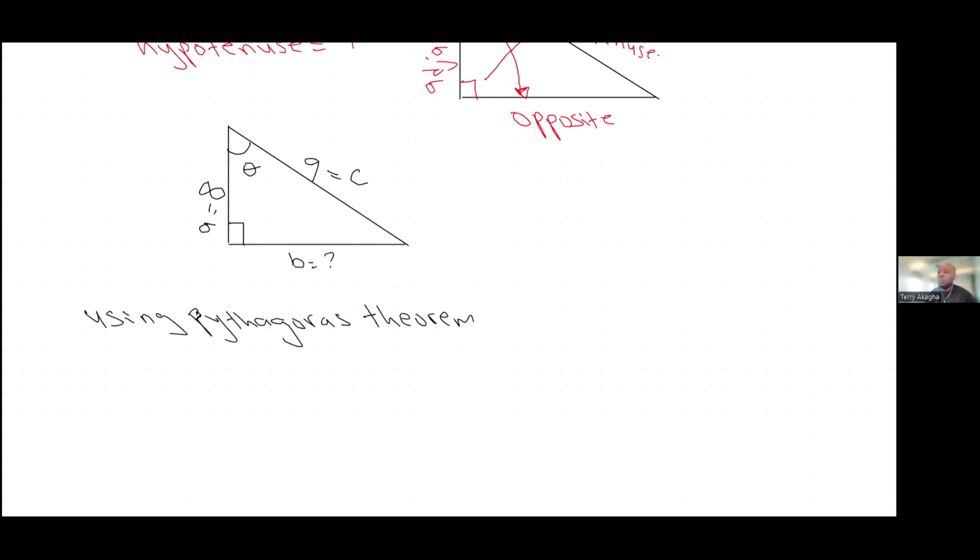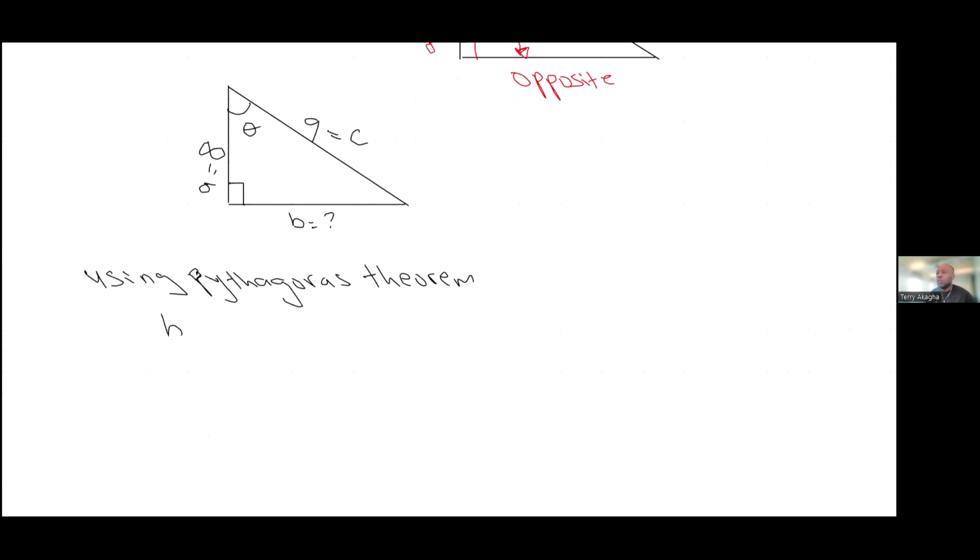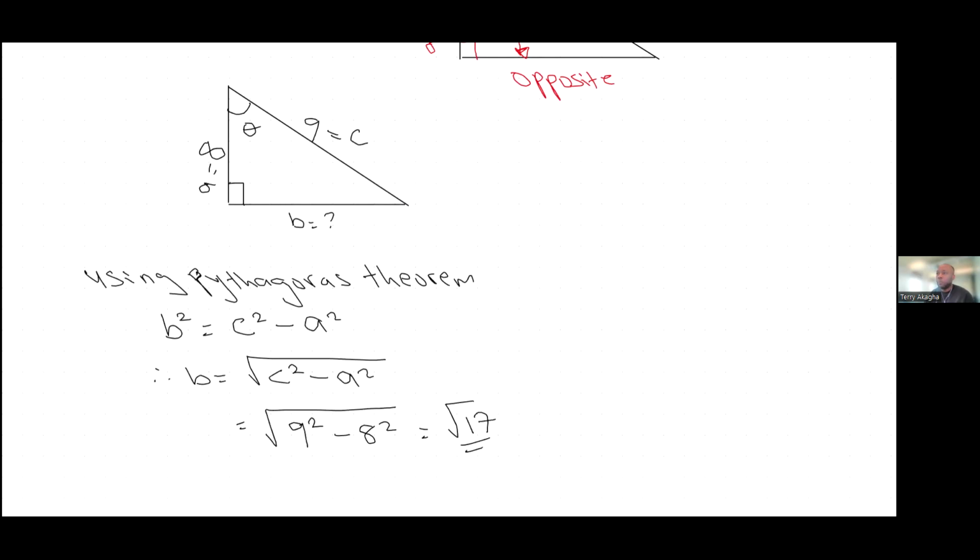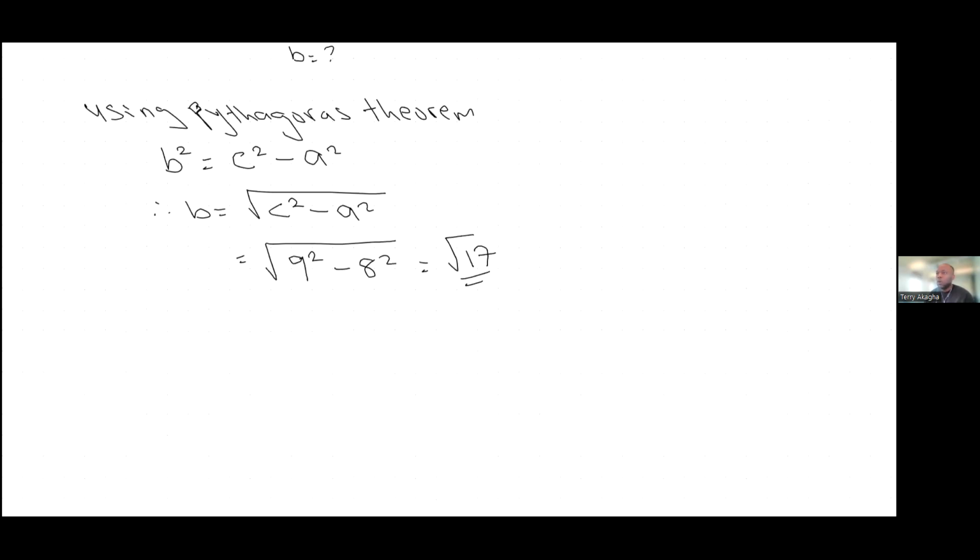So we know that B squared will be equal to C squared minus A squared. So therefore, B will be equal to the square root of C squared minus A squared, which is going to be equal to the square root of 9 squared minus 8 squared. And when you press your calculator for that, it's going to give you square root of 17. So that means we can now say B is equal to square root of 17. So now we can go back here and rewrite this.